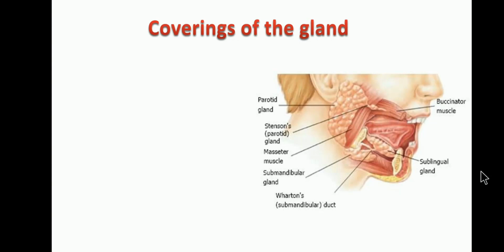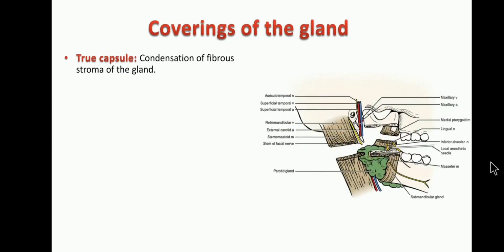So now let us discuss the coverings of the gland. Since it is a gland, it will be invested by a capsule. It has a true capsule and a false capsule. The true capsule is mainly the condensation of the fibrous stroma of the gland. As a rule, for any gland you take, the true capsule is the condensation of the fibrous stroma of the gland.